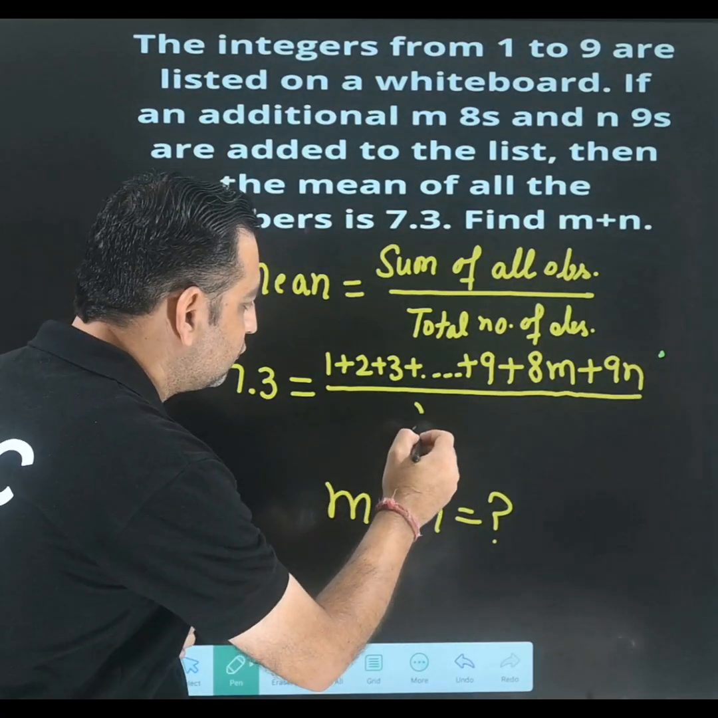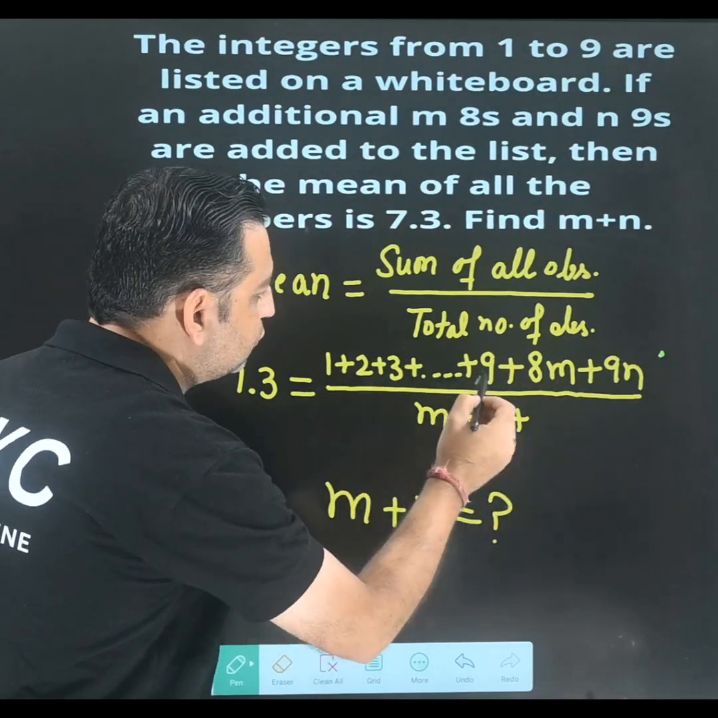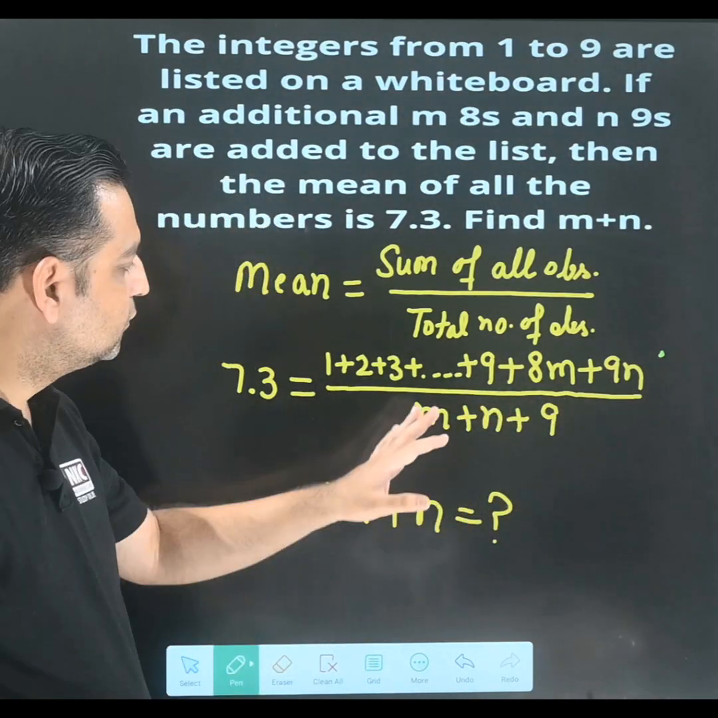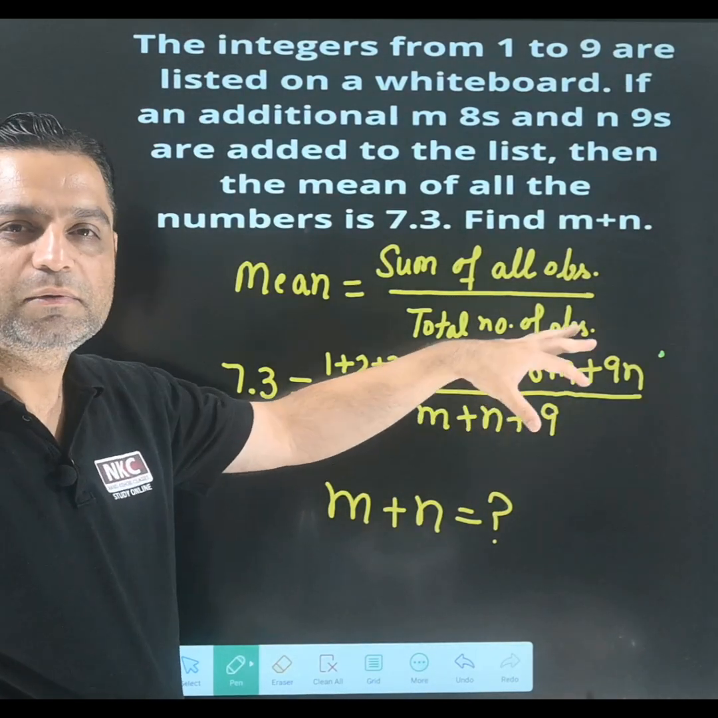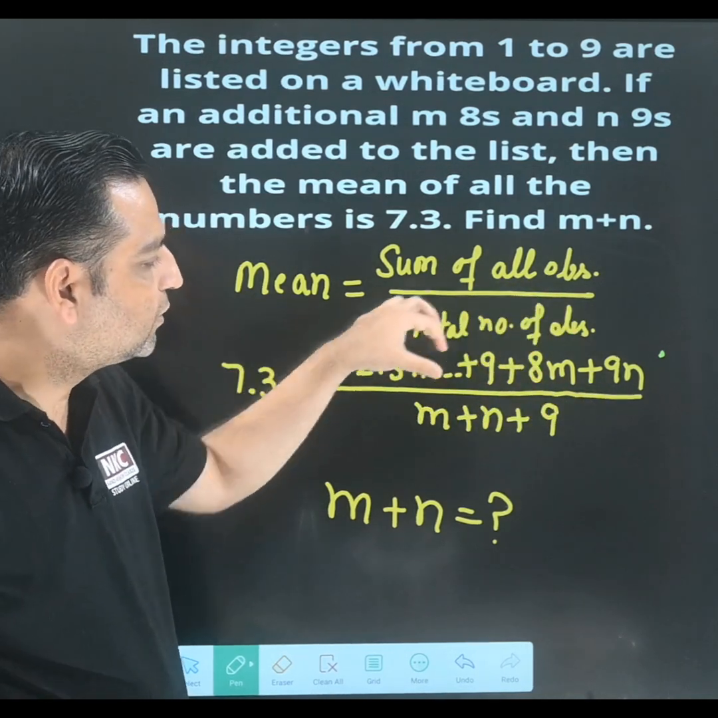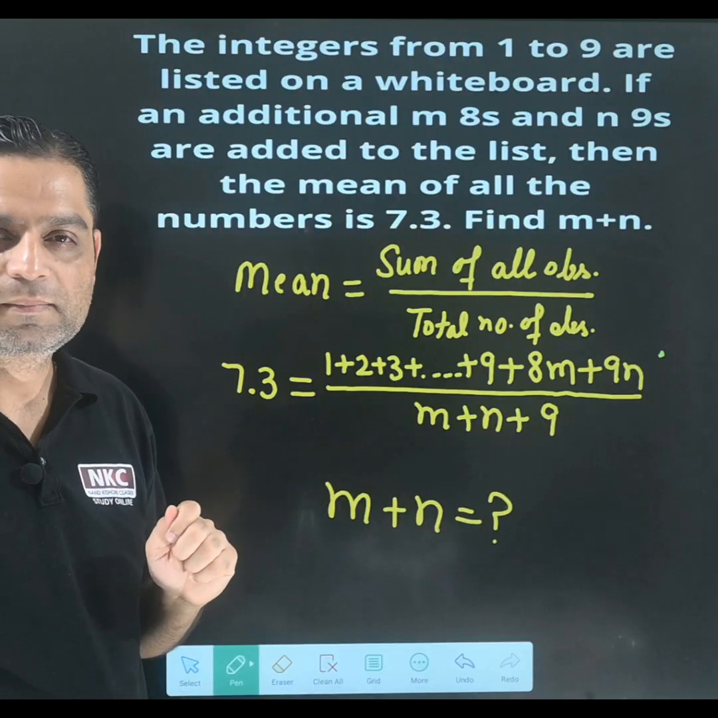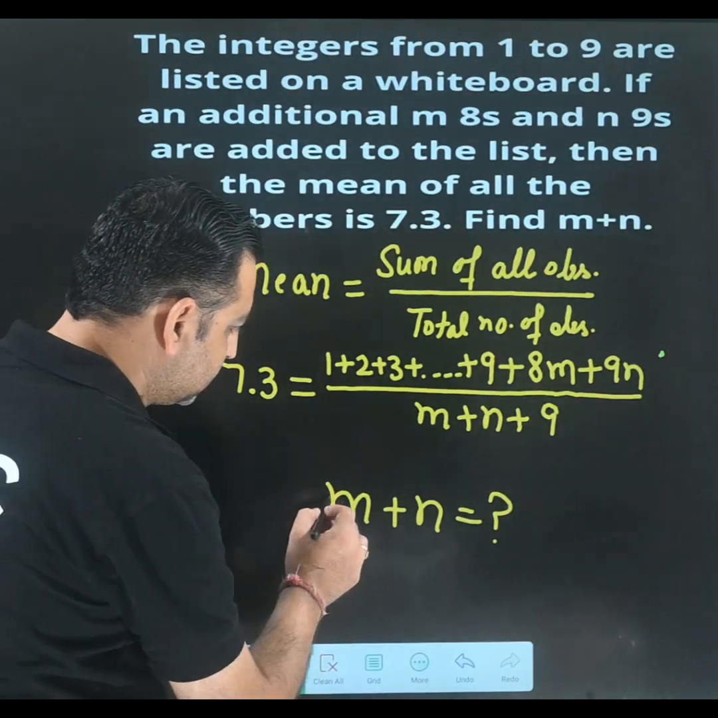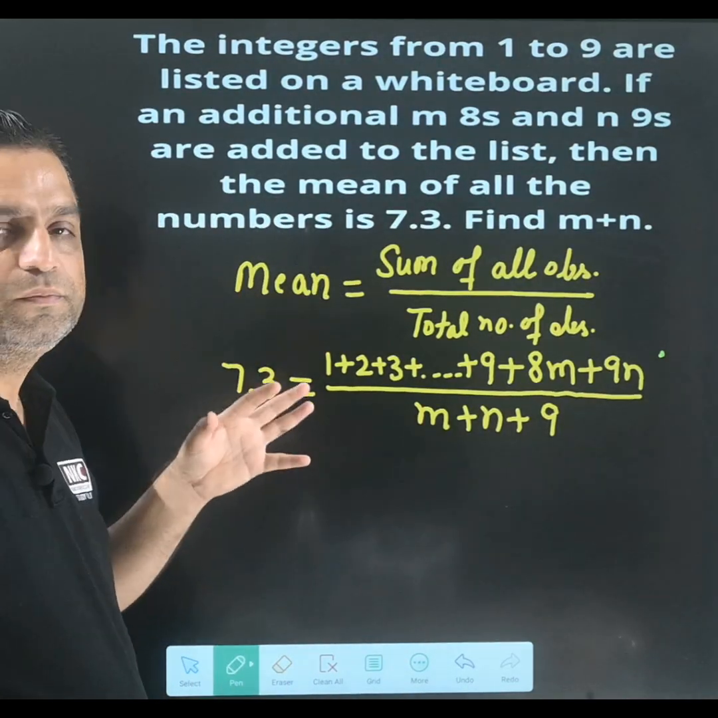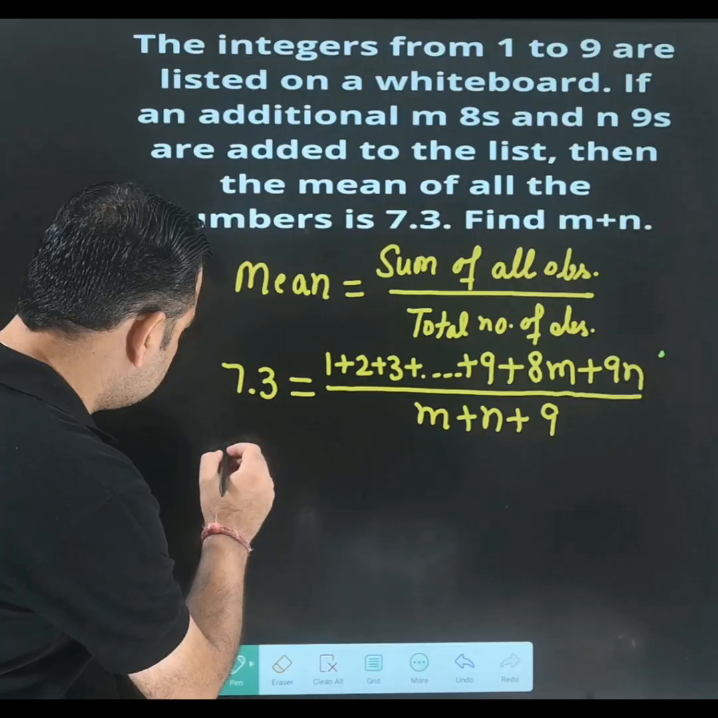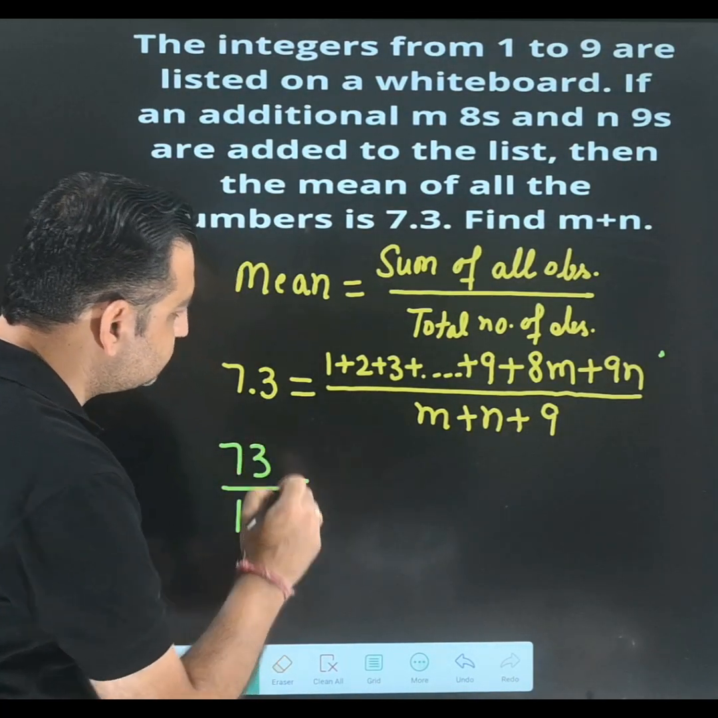Now m is the count of 8, n is the count of 9, and the 1 to 9 separate numbers are also there. So the total count is m plus n plus 9. Addition is written at the top and the left side is the mean, which is 7.3. I hope these many steps are clear to you all. Now, how to proceed? See, this 7.3 is there. I'm going to write it as 73 over 10.